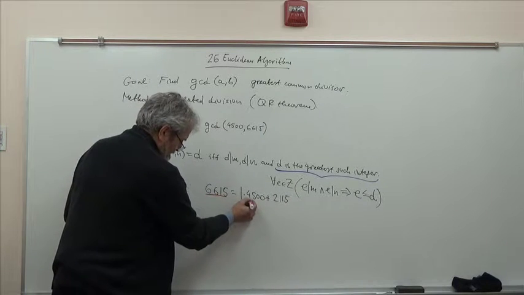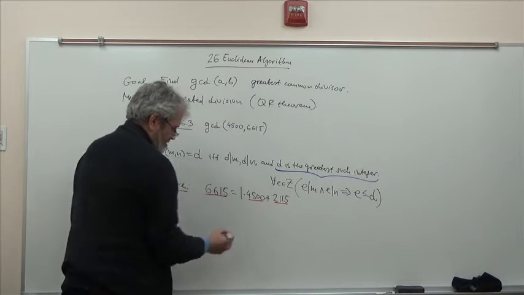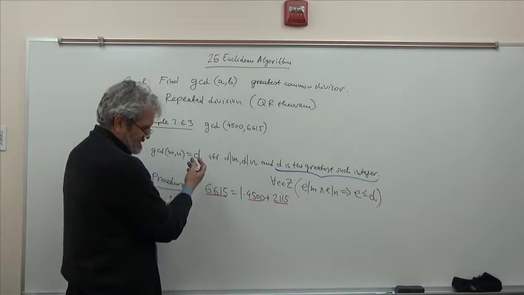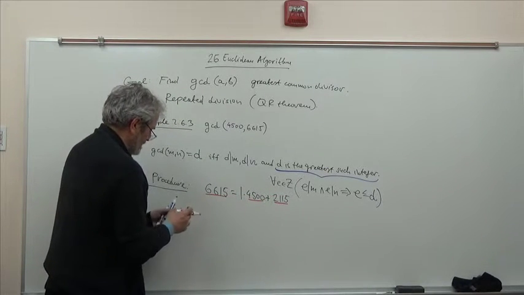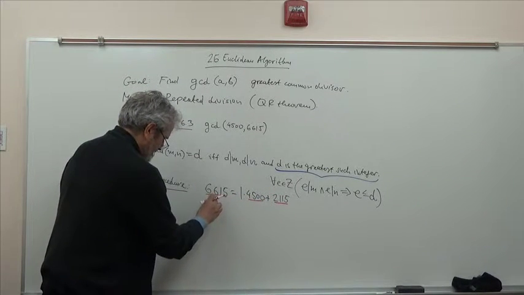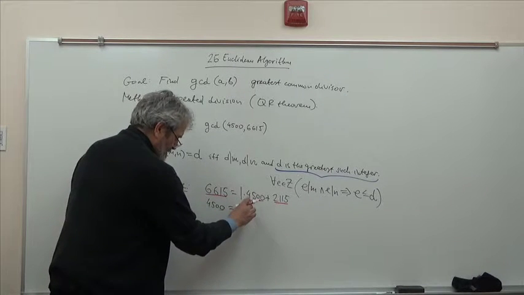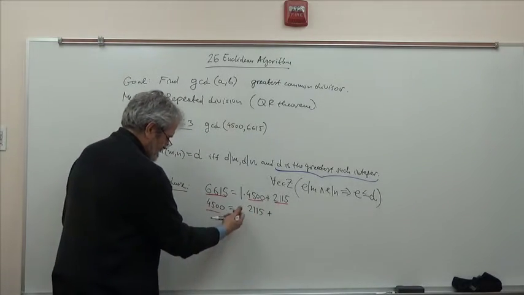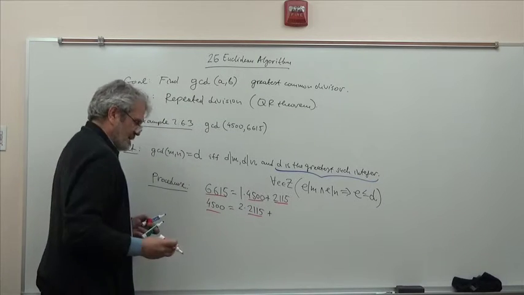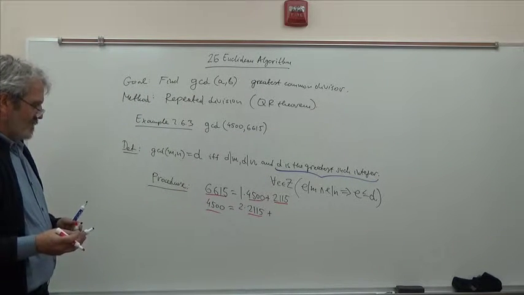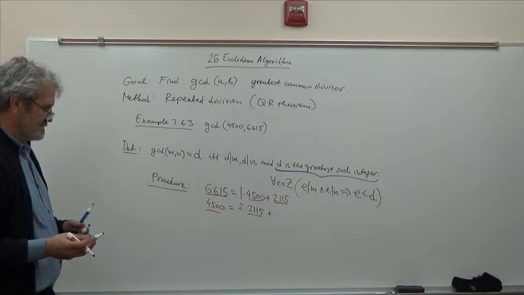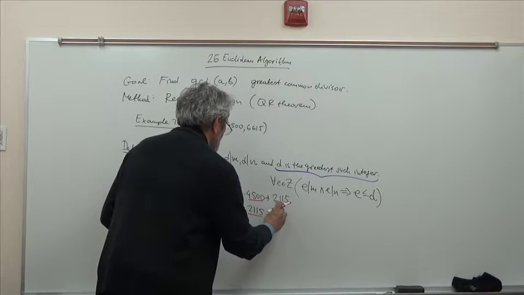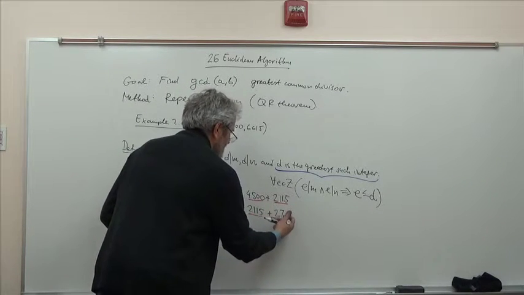Now comes the crucial step, and that is to remember who are the important numbers and who are irrelevant numbers. So these are important numbers. The quotient is not important. Now what happens? Among the red numbers, this one disappears, and those two advance to the left. So you take 4,500 and divide it by 2115, and you look at the remainder. So it's 2 times 2115, which is 4,230, so the remainder is 270, and that's next to that number.